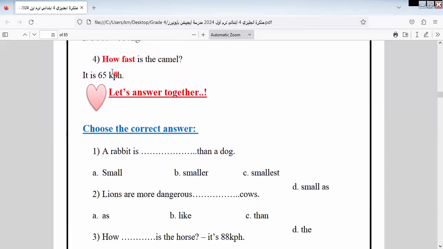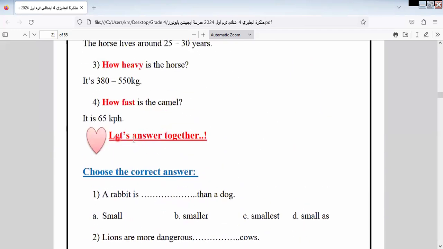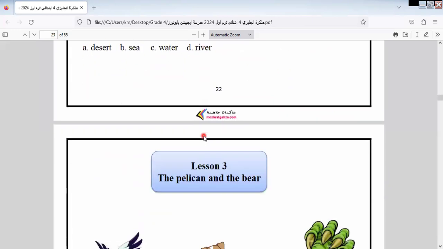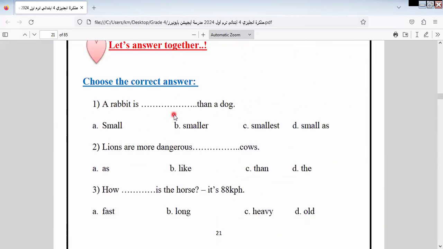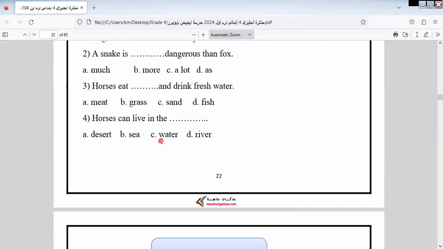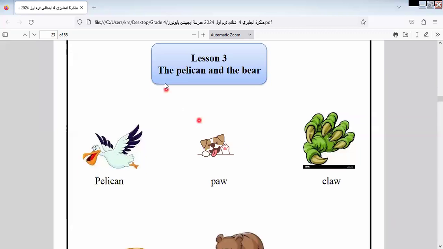How heavy to ask about weight, how fast to ask about the speed, and we use "let's". Let's answer together. I know that is the use of "let's". It's the structure of "let's" plus the infinitive form. Let's go to another lesson here.